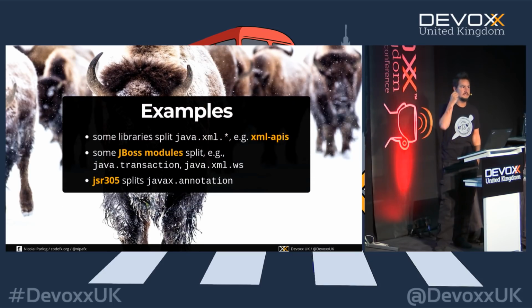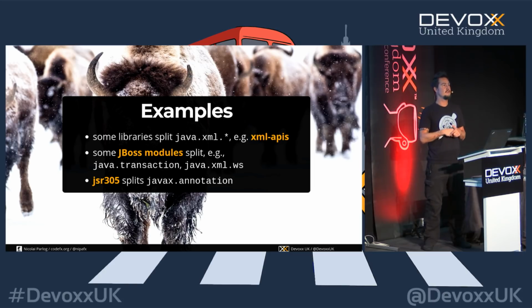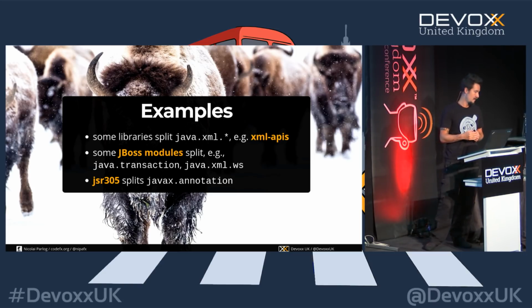Because there are a couple of examples that split packages. So, for example, there's the XML APIs project, which I heard a lot of good things about, which splits the Java XML package. Then JBoss modules split a couple of things, and that's not necessarily a bad thing. They're allowed to do that under certain circumstances, but it can still lead to problems. And then most famously maybe is JSR 305, because it was never really released. It uses Java packages, in this case javax.annotation, even though it was never officially part of Java SE. So I think by license it shouldn't even be allowed to do that. But hey, it does that.